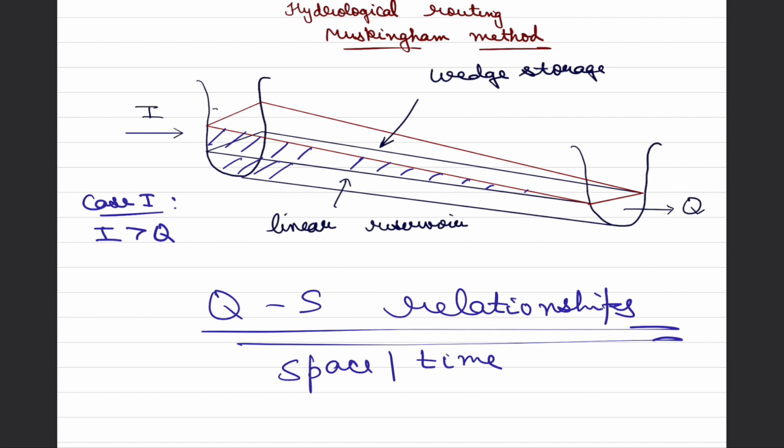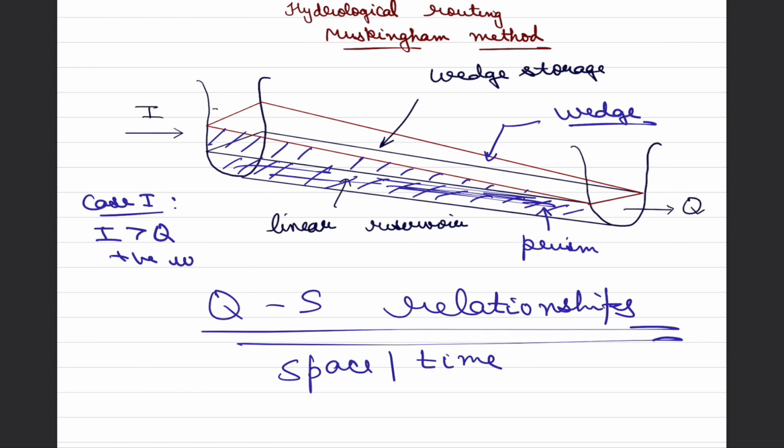Below this wedge would lie a horizontal surface, as if I is equal to Q, and we say that we can divide the storage at any given instant, wherever a flood is entering or passing through a river section, into prism storage and wedge storage. So when I is greater than Q, we have a positive wedge, which looks like this: on the I side we have more elevation as compared to the outlet side, where the level of prism and the wedge coincides.